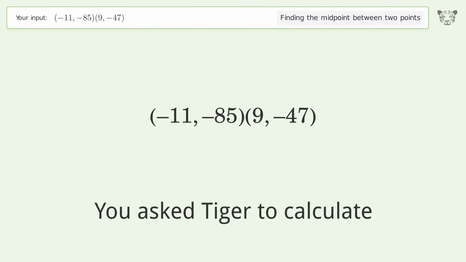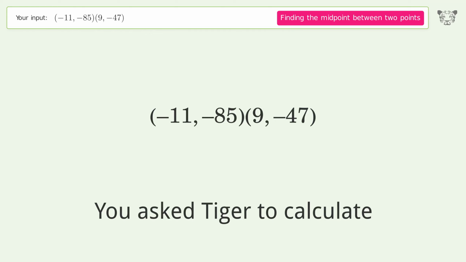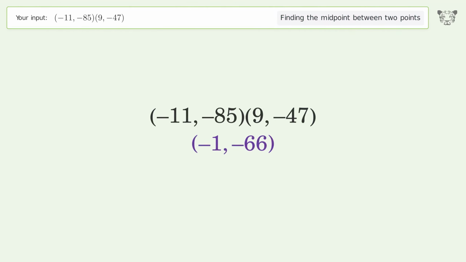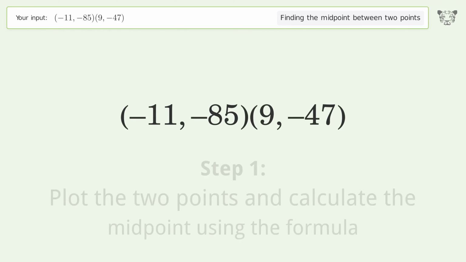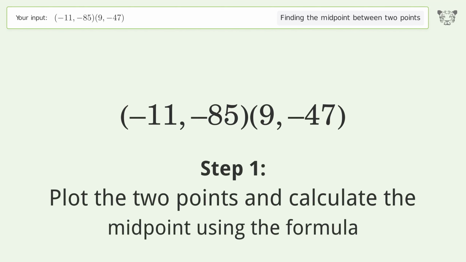You ask Tiger to calculate. This deals with finding the midpoint between 2 points. The midpoint between the 2 points is -1, -66. Let's solve it step by step. Plot the 2 points and calculate the midpoint using the formula.